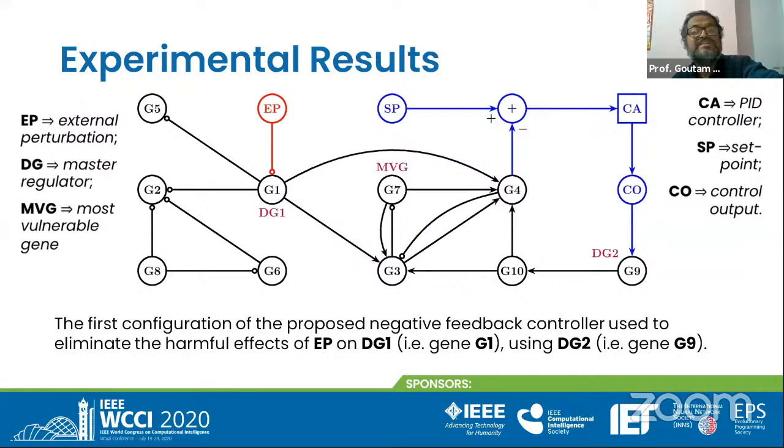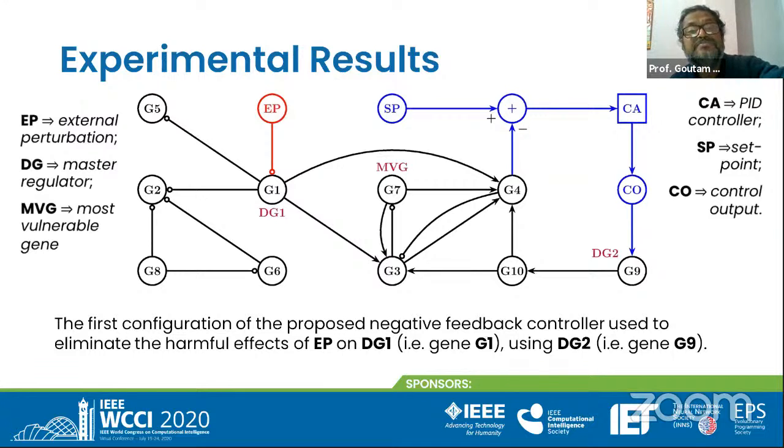Okay. Due to some mutation somewhere, G1 has been disturbed by some external perturbation, which was not there in the original network. It has come from outside. Due to this perturbation, what has happened? All the genes have been affected, but G7 has been affected maximum.